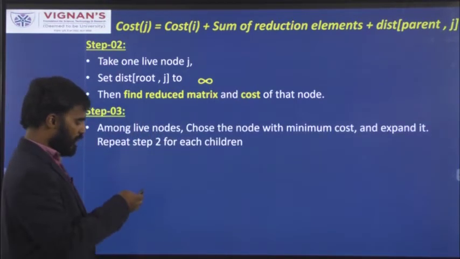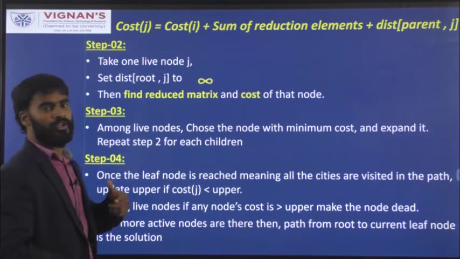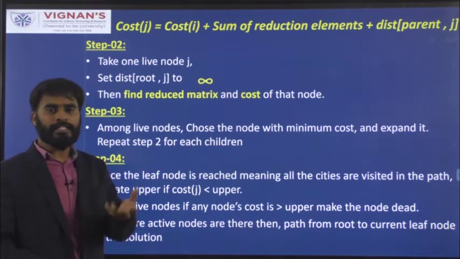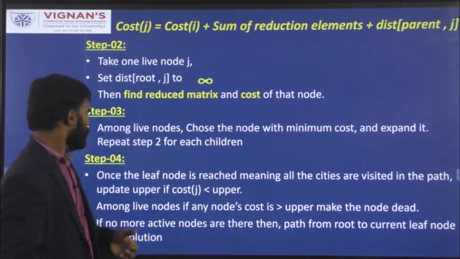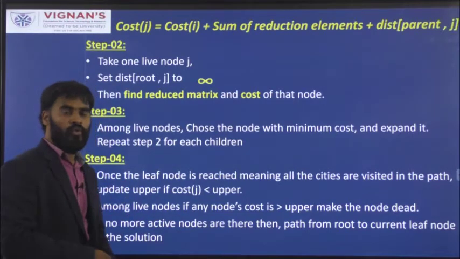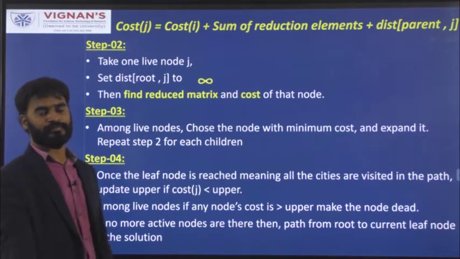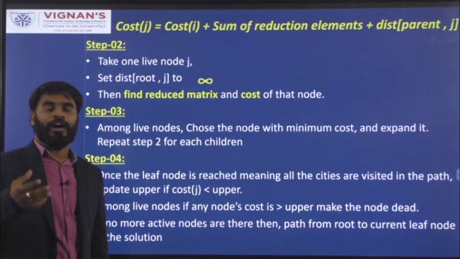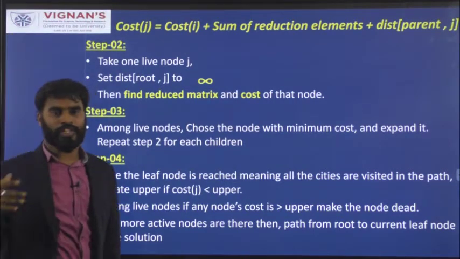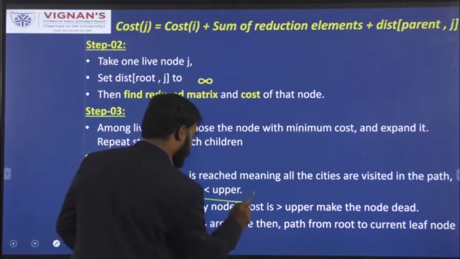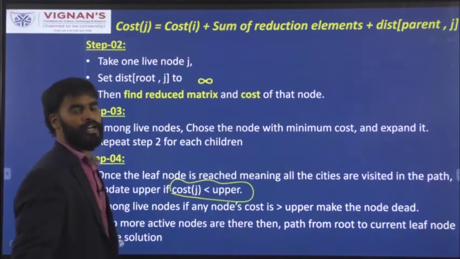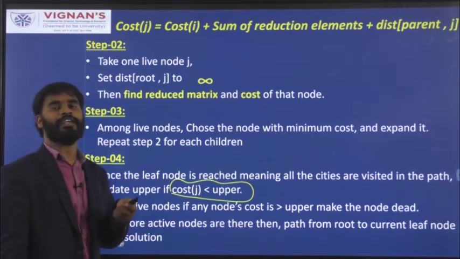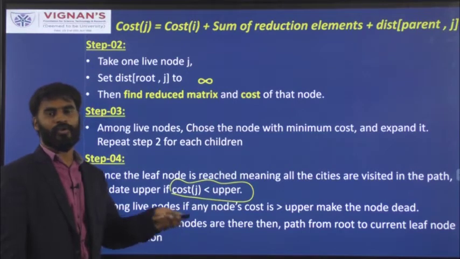Then the third step is, if you want to explore a further node, choose the node which has the least cost and explore it. And the fourth one is, once you reach the leaf node, update the upper bound with the cost of the leaf node. Update the upper bound if the cost of the leaf node is less than the upper bound. If the cost of the leaf node is not less than the upper bound, don't update it.